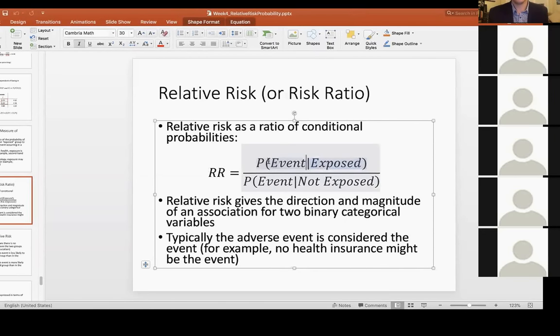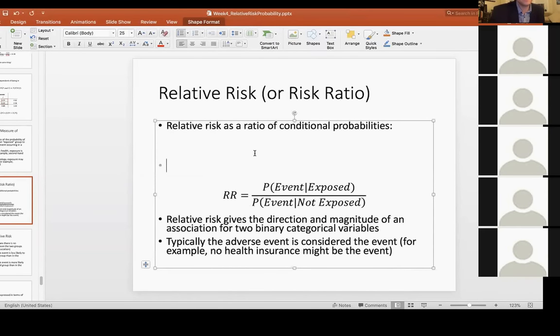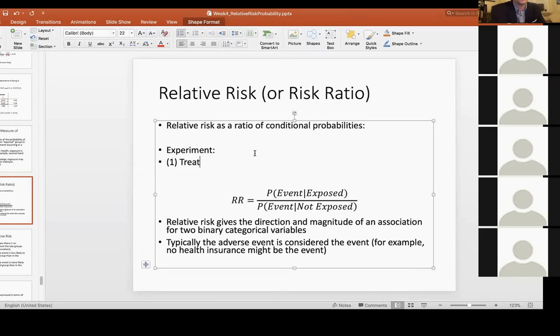So here we talk about P as the probability of an event. It's the conditional probability of the event given that it's exposed, over the probability of the event given that it's not exposed. I'm going to do a little extra typing here because that's one way to think about it. It might be easier if you think of an experiment where you have one group that's a treatment group, exposure. Let's say we give you aspirin and we want to look at treatment with aspirin.